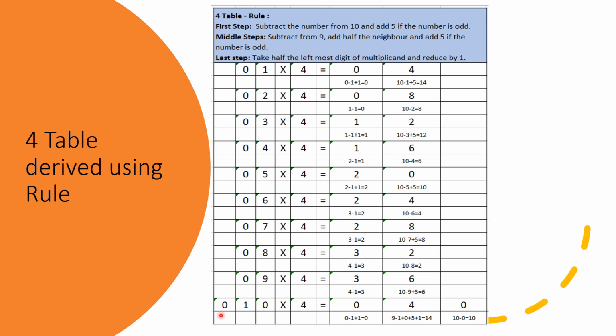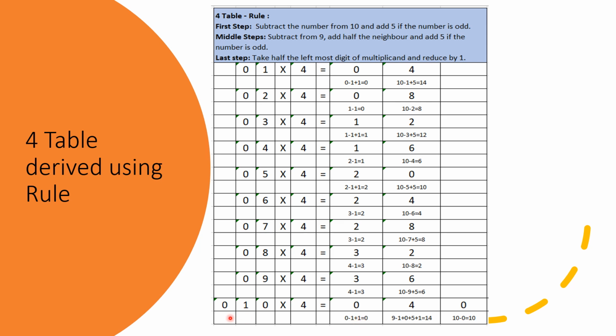So here you can see we will have to apply the middle step. And the middle step is subtract from 9 and add half the neighbor and add 5 if the number is odd. So 9 minus 1, we will be subtracting the number from 9, 9 minus 1 plus half the neighbor, and the neighbor is 0, and half the neighbor of 0 is 0, plus 5. Since the number is odd, you will have to add 5 and then plus 1. 1 is a carry forward taken from here. So it comes to 14. You will have to keep 4 and then carry forward the number 1 towards the next digit.